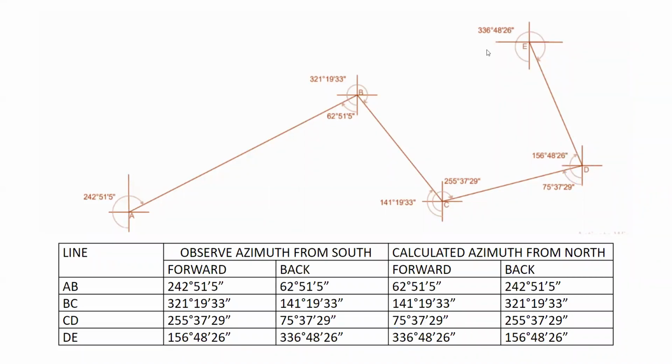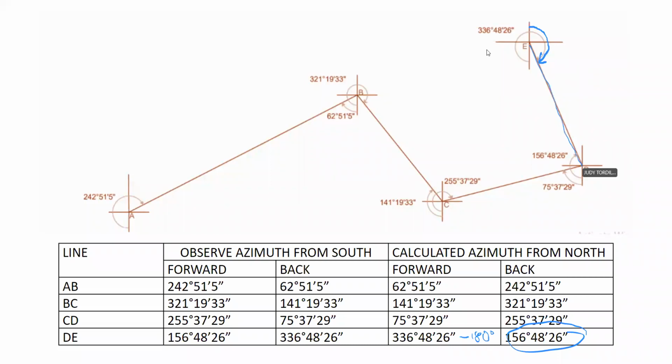As you can see, this is greater than 180. So mag-minus lang tayo ng 180 degree. So 336 degree, 48 minutes, 26 seconds minus 180 degree is equal to 156 degree, 48 minutes, 26 seconds. So, ito yung angle na yan. That's your backward bearing of the line DE.